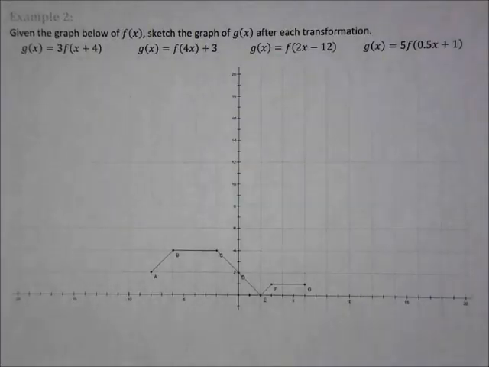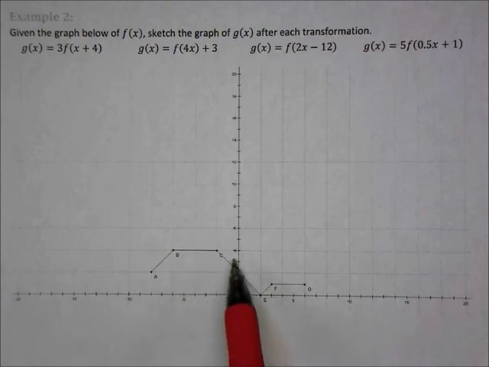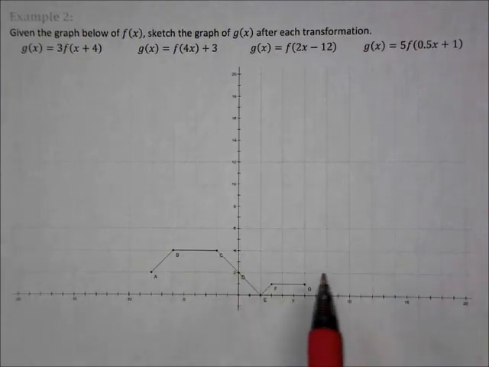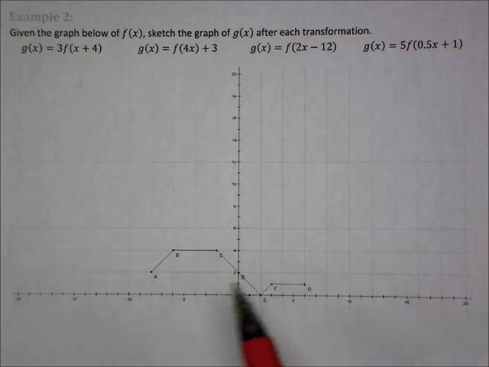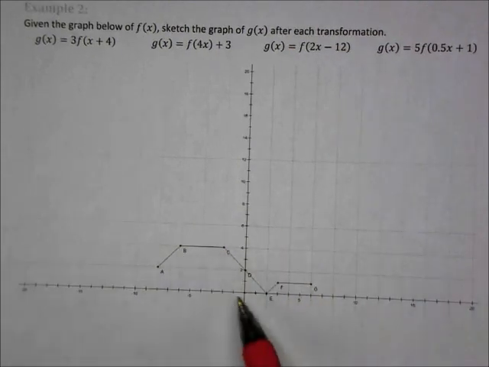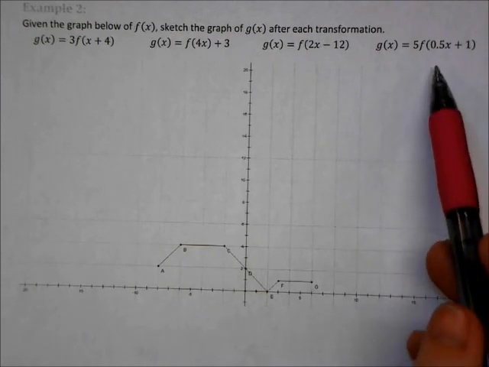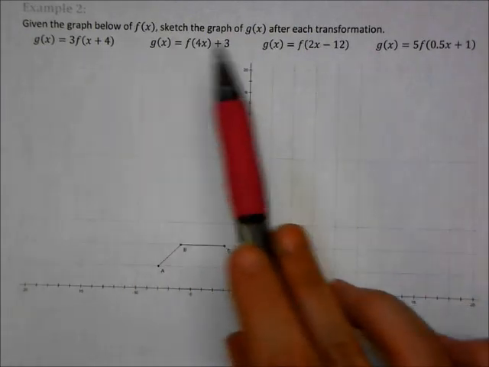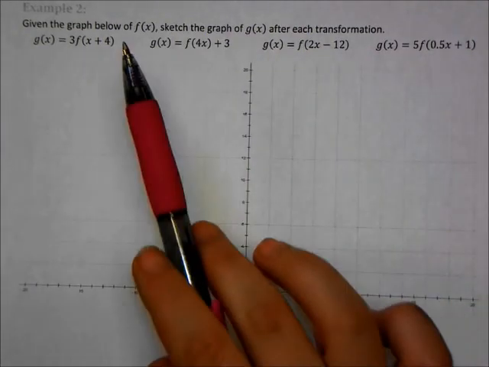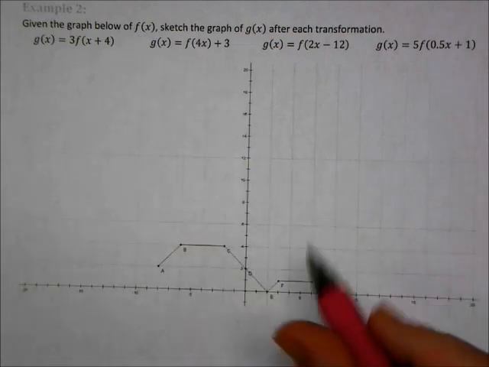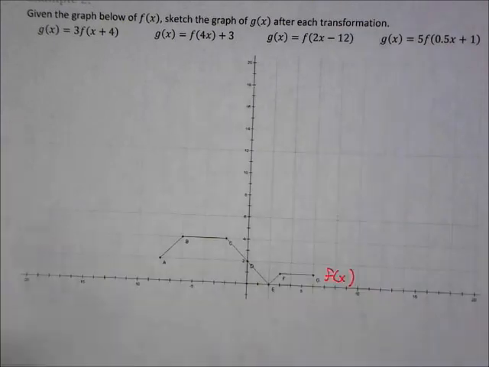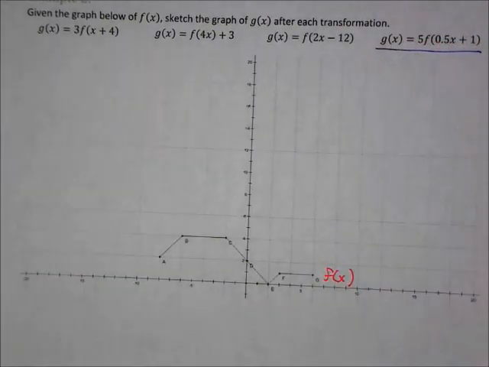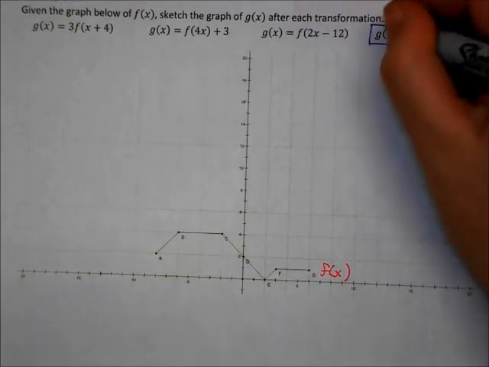For our last example, we're going to take this function here. It's not a function that I know. It's its own unique function, not any base function. But here it is graphed, and I can transform it into any of these 4 new functions. Given the graph below, f of x, so here's our f of x. Sketch the graph of g of x after each transformation. And I'm going to go with this last one over here.